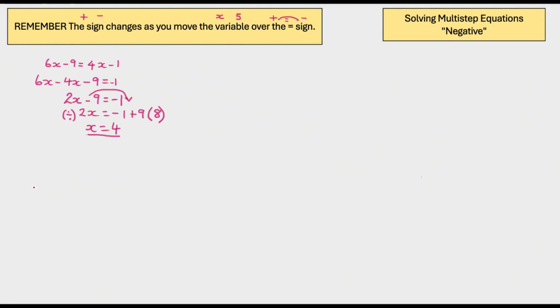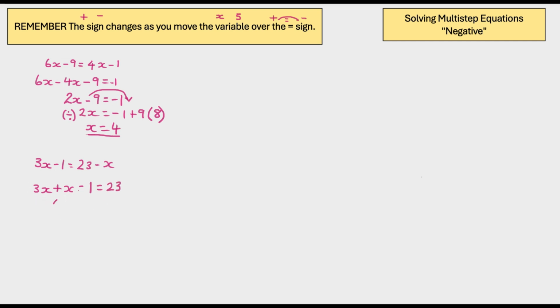Let's do another one. 3x minus 1 equals 23 minus x. So let's start with the x's again. So I've got 3x. I'm going to bring that over to my bigger x, which is 3x. It's going to become a plus. Minus 1 equals 23.